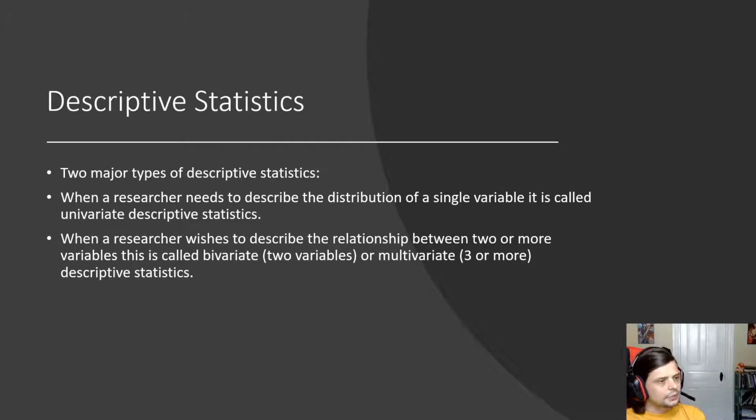There's two major types of descriptive statistics. When a researcher needs to describe the distribution of a single variable, it's called univariate descriptives. Now, univariate, uni means one, like unicycle. And when a researcher wishes to describe the relationship between two or more variables, it's called bivariate. Again, bicycle, two variables. And then you have multivariate, which is three or more.